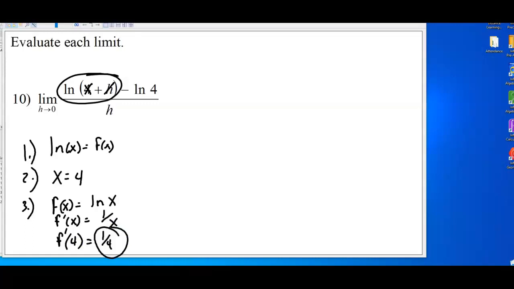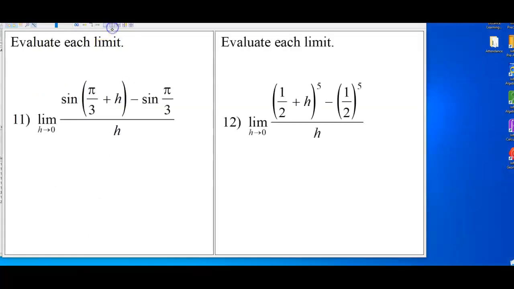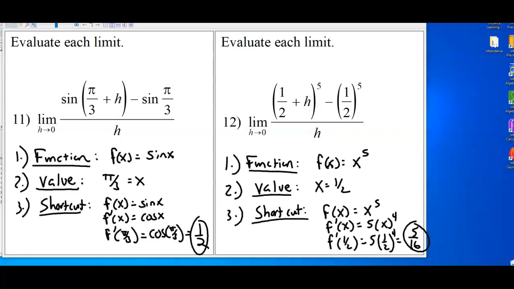Okay? So, let you guys try a couple of those. There you go. Go ahead and pause the video and see if you guys can identify the function, the value, and then actually evaluate the limit using derivative shortcuts. All right, guys, so there are our answers for those two, and that will end our lesson for the day.